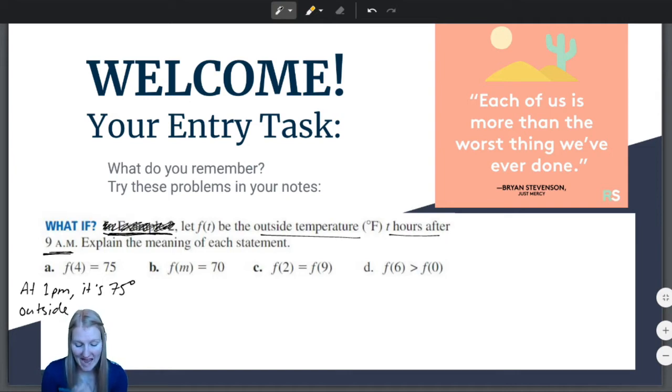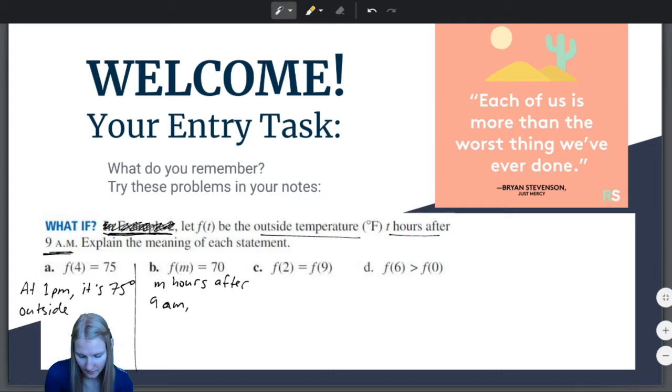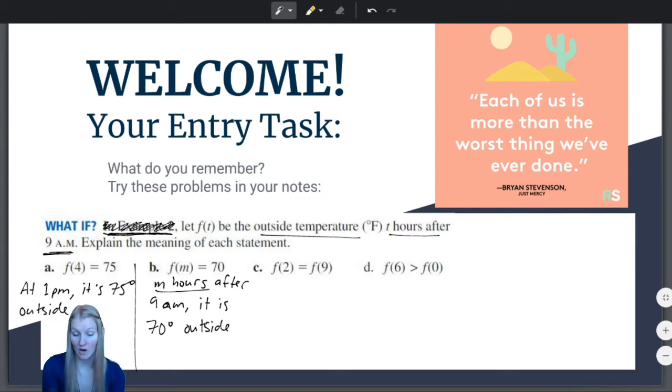All right, f of m equals 70 degrees. This means m is our input, so we're talking m hours after 9 a.m. So m hours after 9 a.m. it is 70 degrees outside. Now, we don't know exactly how many hours. Some number of hours, m. Okay. And part C says f of 2 is equal to f of 9.